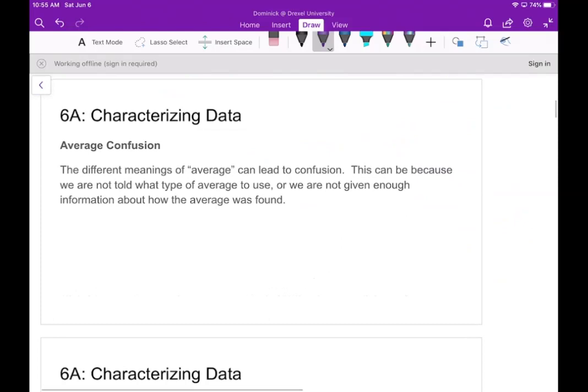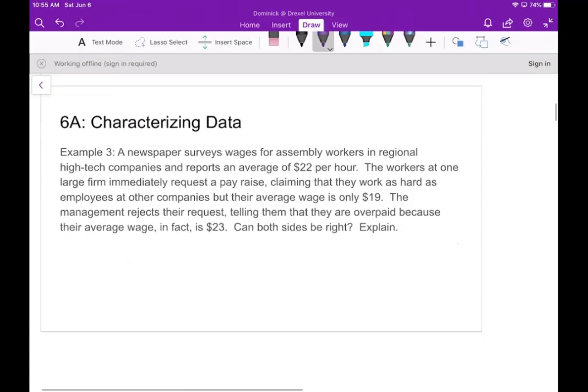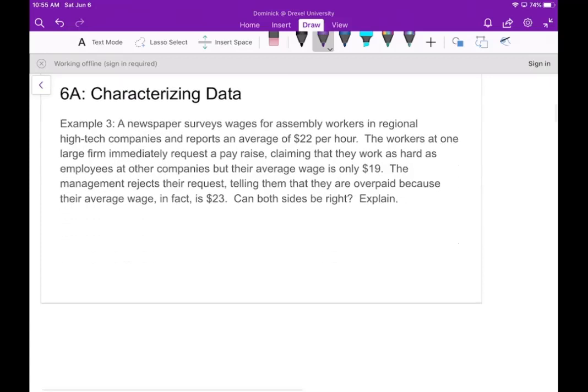Okay, now, because there are 3 different ways to interpret the word average, this can sometimes lead to confusion, right? So you might not be told enough about what type of average to use, or you're not given enough information of how the average was found. And we're going to look at an example of how that can create confusion.